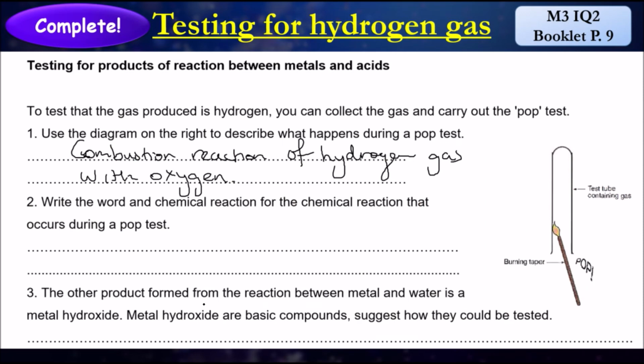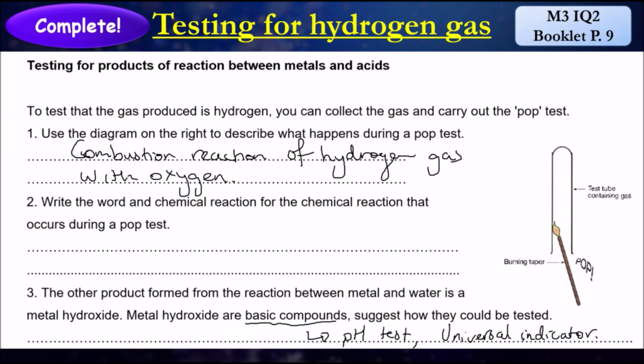The other product formed from the reaction between metal and water is a metal hydroxide. Metal hydroxides are basic compounds, so how could they be tested? If we have a basic compound, we could use pH to test. And if we don't have the pH probe to test, we can also use universal indicator.